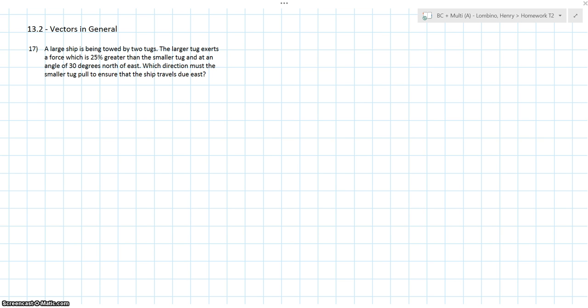We got number 17 here. A large ship is being towed by two tugs. A larger tug exerts a force which is 25% greater than the smaller tug and an angle of 30 degrees north of east. Which direction must the smaller tug pull to ensure that the ship travels due east?